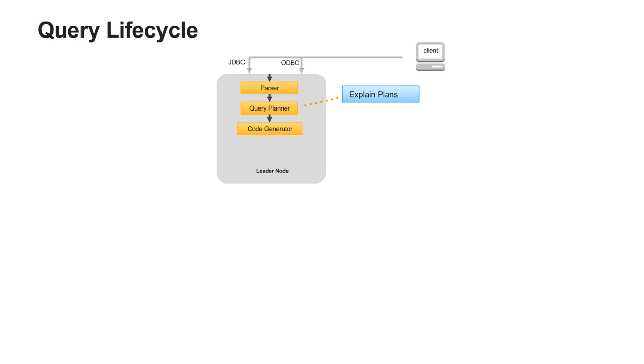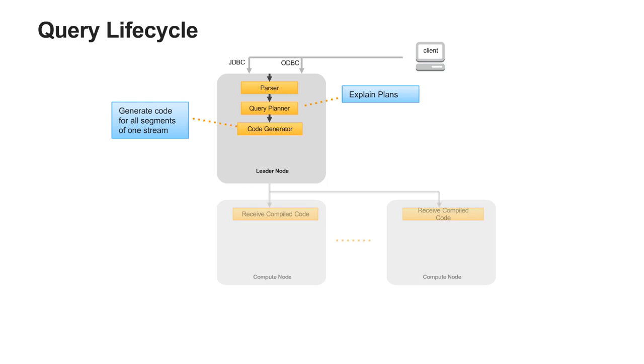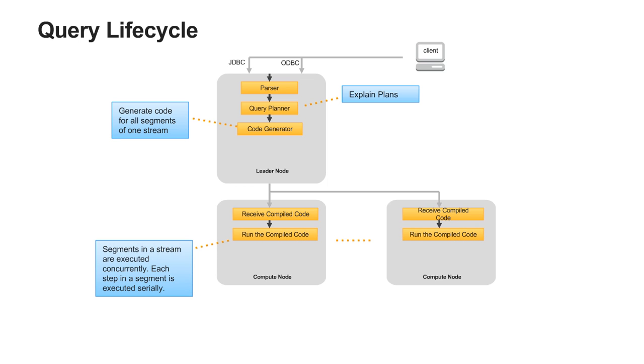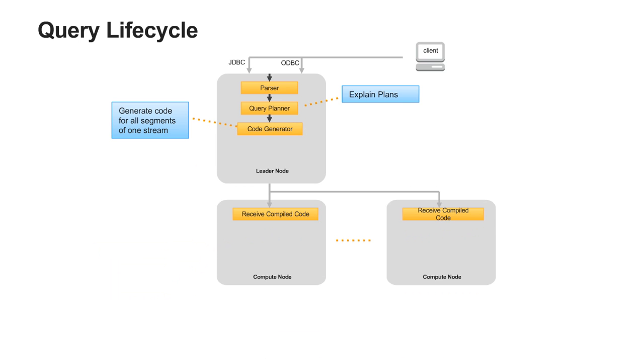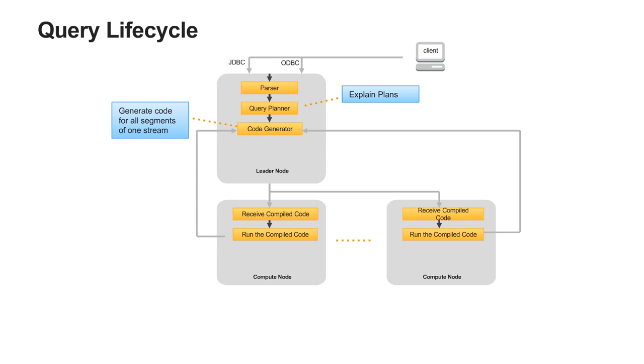We're then going to, from there, generate some code, which is going to consist of a handful of segments for one stream. That code gets passed down to the compute nodes. The compute nodes are then going to run that code, picking up whatever data they need and figuring out the results. And those are going to get sent back up to the code generator. So what's going to happen in this particular case is we're going to generate a new stream, which is then going to be sent back down to the compute nodes for the second stream, and they're going to run that code and send back up.